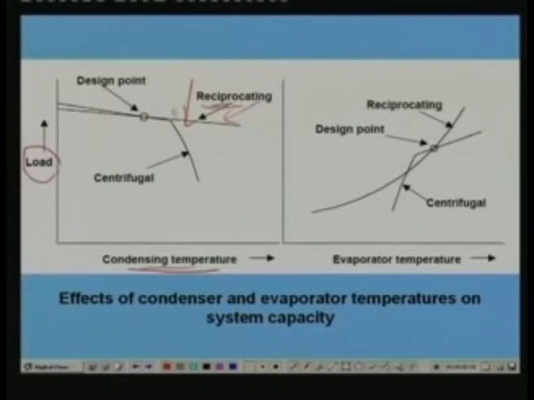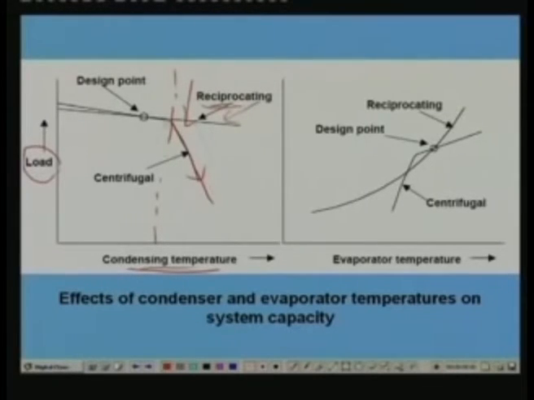You find that up to a certain point, just like a reciprocating compressor, for this centrifugal compressor also the refrigeration capacity reduces as the condensing temperature is increased, up to a certain point. And this is more or less linear, and in fact the variation is not too much. Okay. So, this is almost similar to a reciprocating compressor, but you find that beyond a certain point there is a sudden drop in the capacity of the centrifugal compressor.